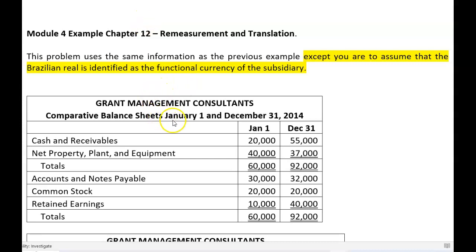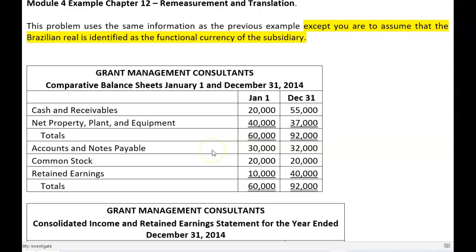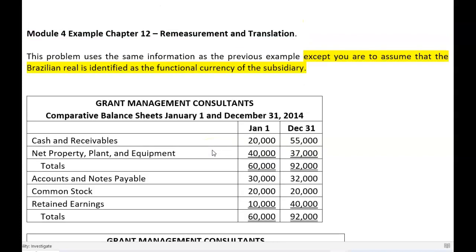In this example, we're going to use the same basic information about grant management consultants that we used in the previous example, but with a twist: the Swiss franc is what we are seeing here as far as the dollar amounts in the comparative balance sheets and then in the income statement and retained earnings statement. But we also have identified the functional currency as the Brazilian real and not the Swiss franc.